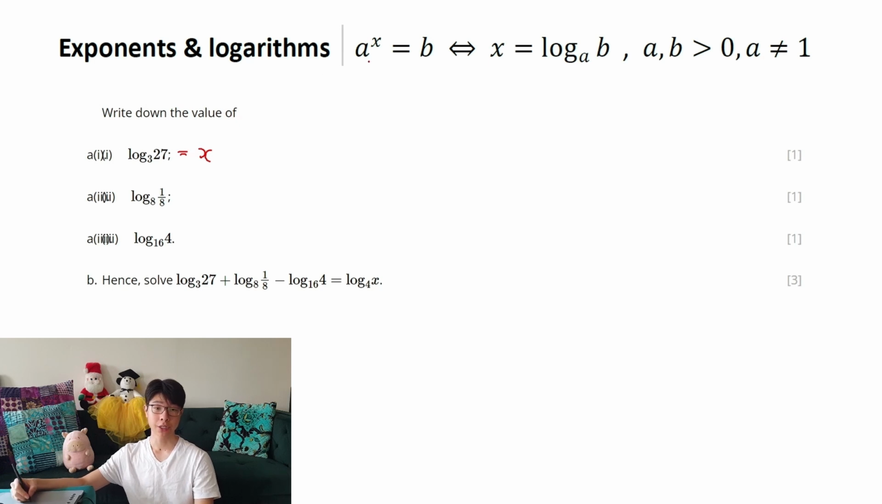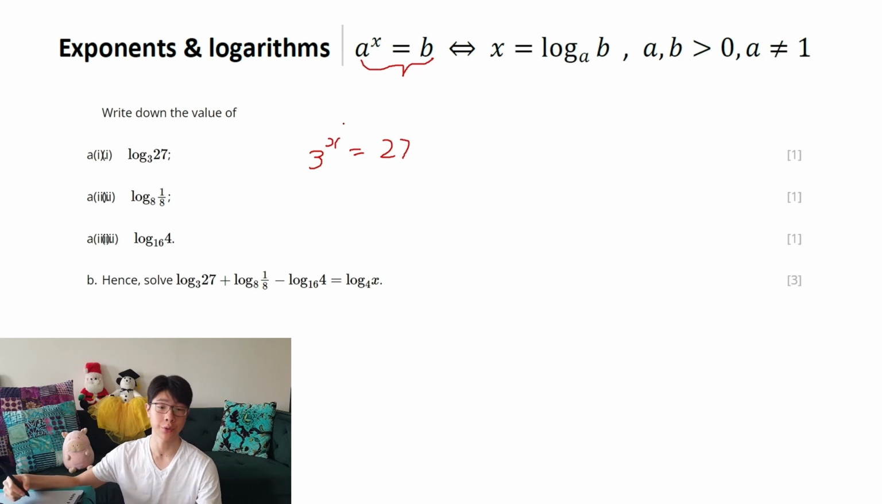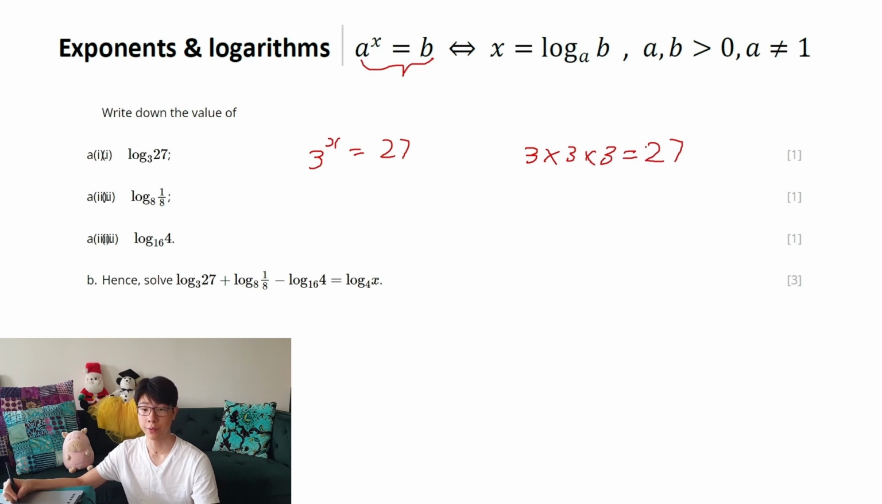And we can rewrite this equation into the form of a to the power of x equals b. Now we know 3 is the base, so it must be 3 to the power of x, because x is the power, and we know this number here is the result, 27. So 3 to the power of x equals 27. So right now we'll start by solving it intuitively. 3 to the power of something equals 27. We just need to know that 3 times 3 times 3 is 27. Okay? Because 3 times 3 is 9, 9 times 3 is 27. Or in other words, 3 cubed. So x of a1 will be 3.